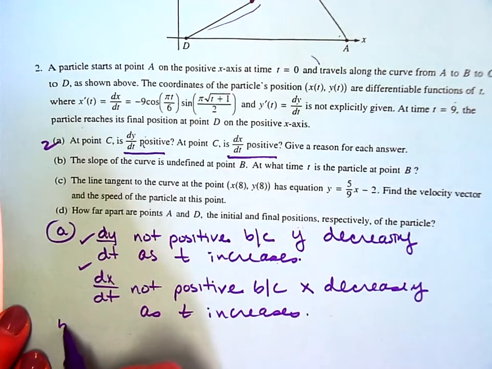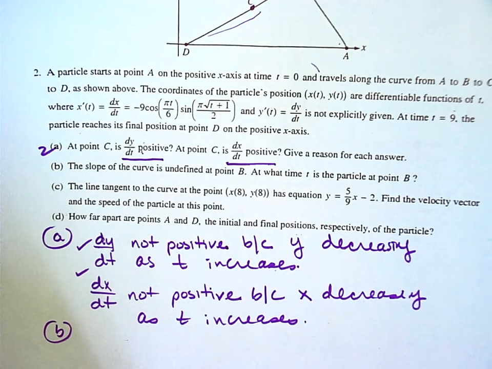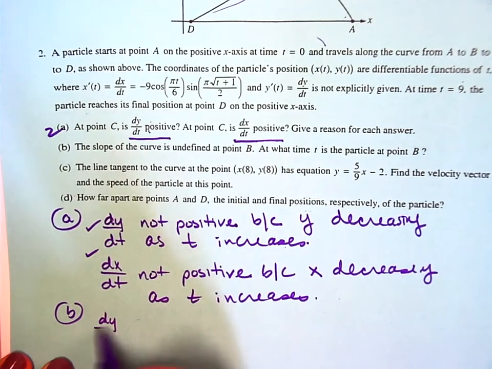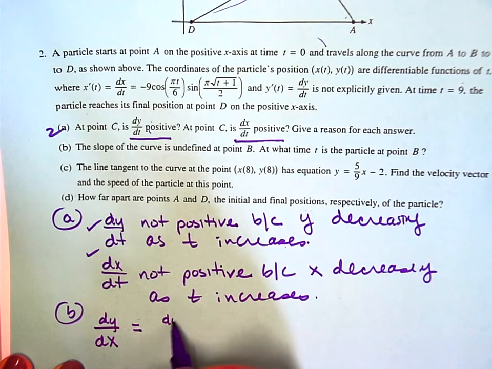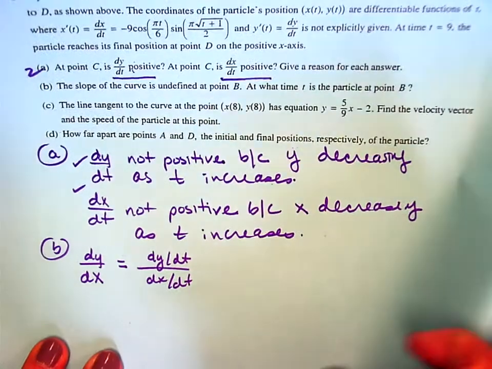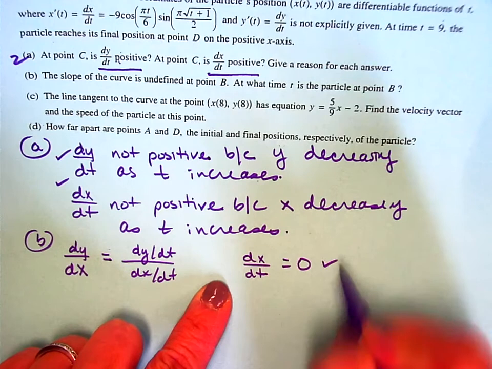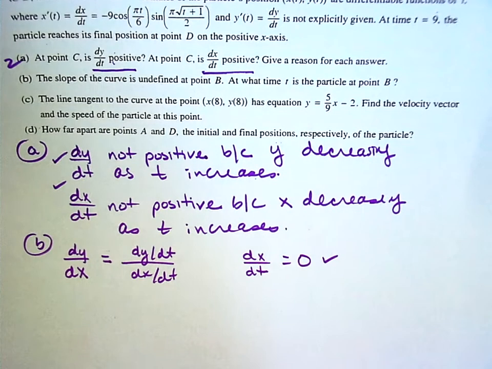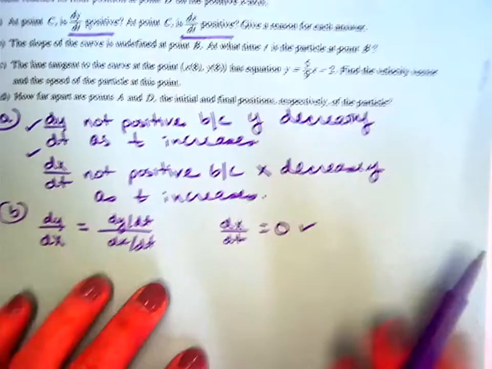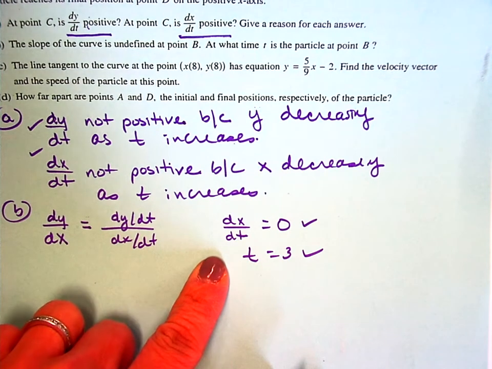Okay, part B. The slope of the curve is undefined at point B. At what time is the particle at point B? So if the slope is undefined, think about what your slope is. Slope is dy dx in parametric, which is really dy dt over dx dt. So the only way this can be undefined is if the bottom is 0. So really, you're looking for where dx dt is equal to 0. That is a point showing that you understand what you're looking for. dx dt is given. Type it in your calculator, find the zeros on the calculator, you end up with t equals 3. 2 points for part B. Show what you're trying to do, use your calculator to find the solution.